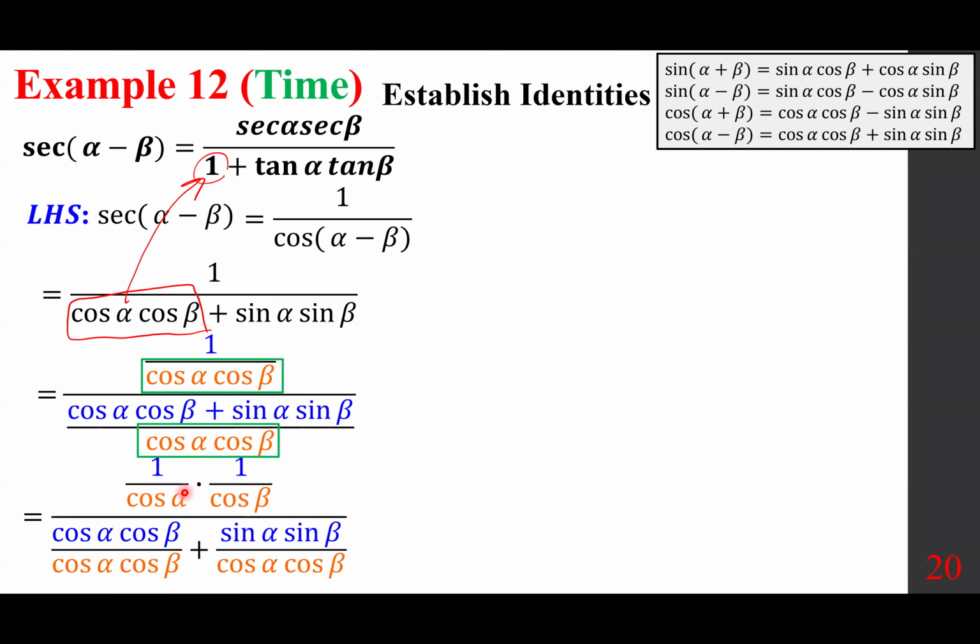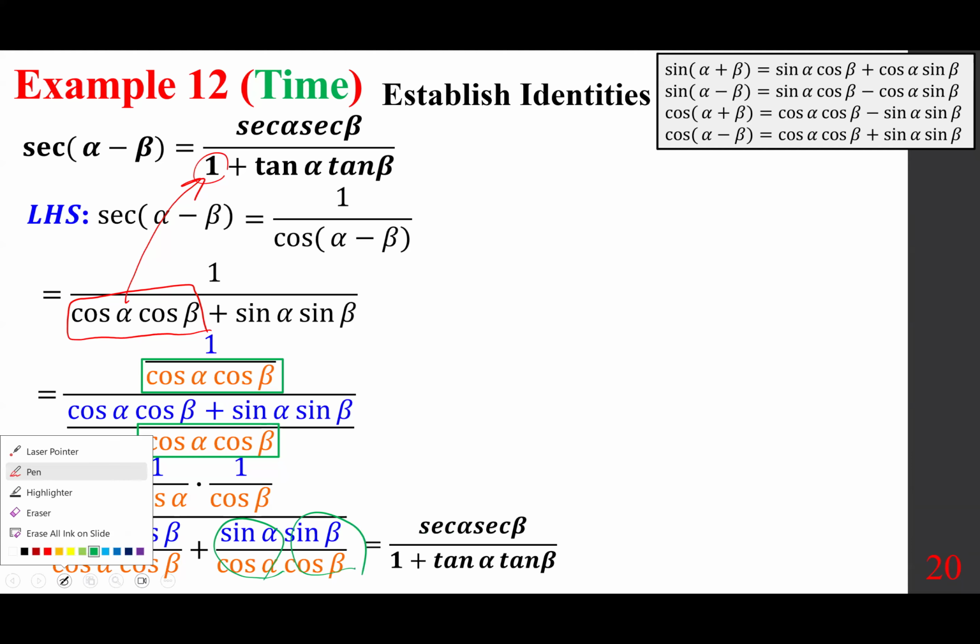Now, what is this? 1 over cosine alpha is secant alpha. What is this? 1 over cosine beta is secant beta. So we got the numerator. What is this? Everything cancels out. 1. Sine over cosine gives you tan alpha. Sine over cosine gives you tan beta. So believe it or not, that's the proof, and you're done.